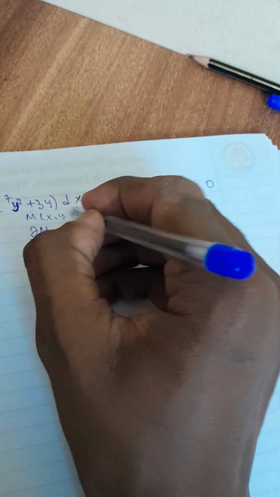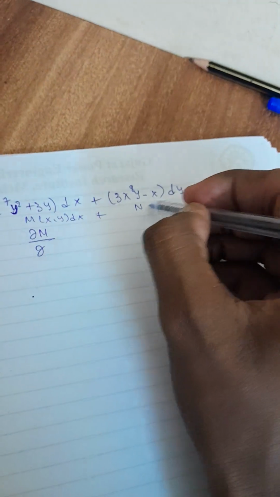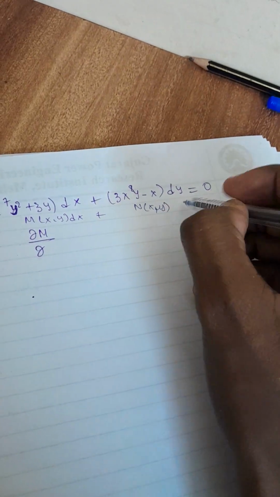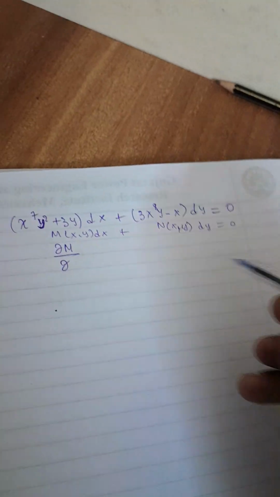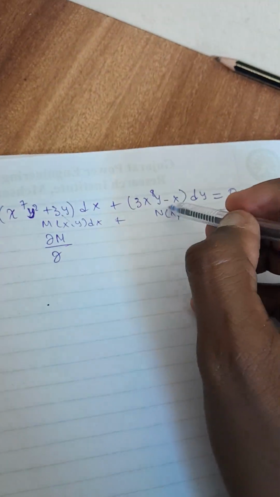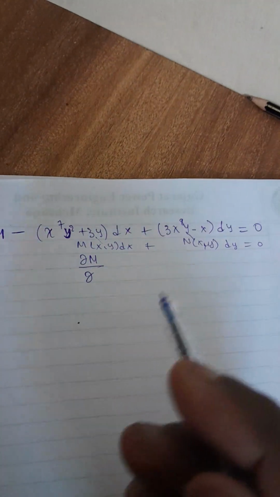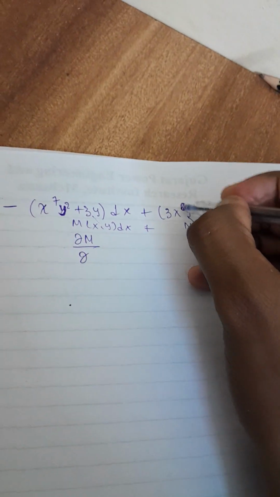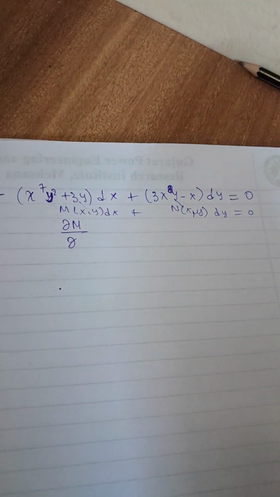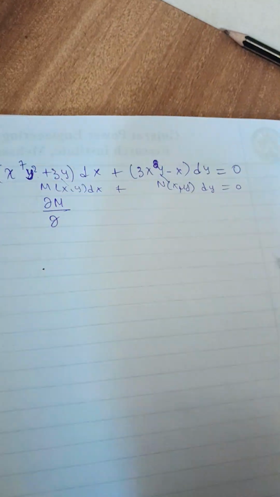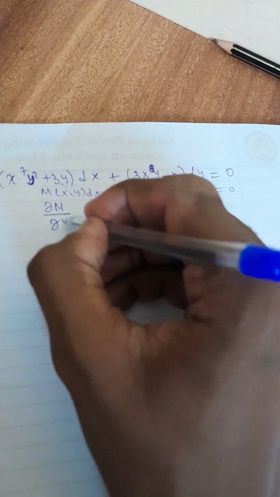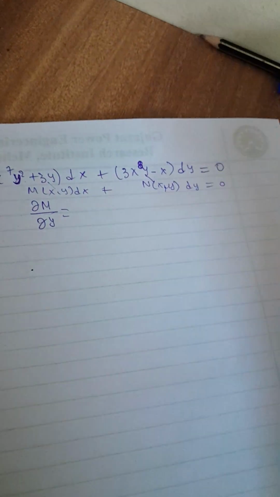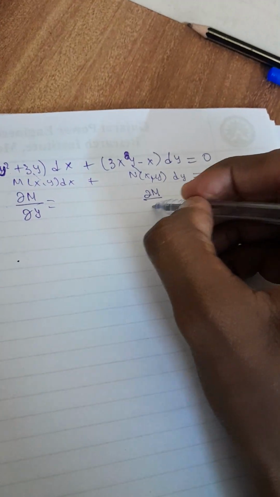Just by comparing, you have just to compare this one as it is, N of xy and dy equal to 0. If you compare them, you will see that this is M and this is N. Directly you will see this if you just compare. After comparing, you'll see that this is M and this is N. The next step is just to find the derivative of this, just to check whether this equation is exact or not.